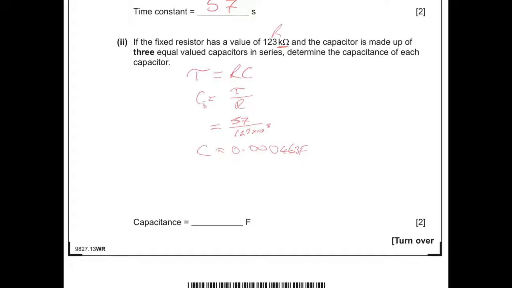So if we just call this CS for the series bit, then we can say that 1 over CS for the series is going to equal 1 over C plus 1 over C plus 1 over C. Okay, which means that C will equal CS over 3, which is that value of 0.0000463 over 3.